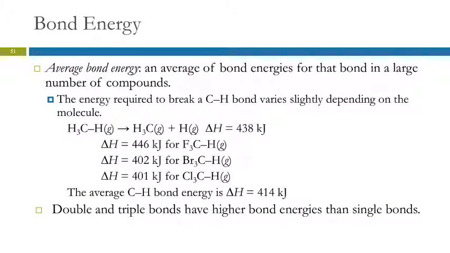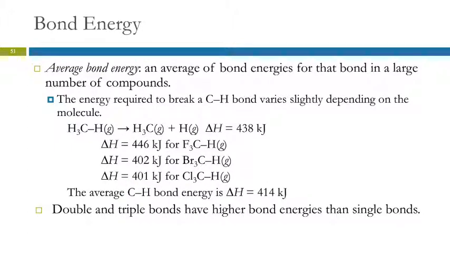Bond energies are going to be slightly different in different compounds. Here we can look at the bond between carbon and hydrogen in several different molecules. So here we have methane, carbon bonded to 4 hydrogens. And if we break that carbon-hydrogen bond, it requires 438 kilojoules of energy. If we have trifluoromethane, where we've got 3 fluorines here, the bond energy goes up to 446. If we have tribromomethane, it's 402, and trichloromethane is 401.